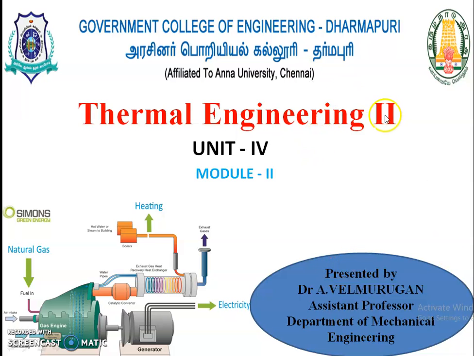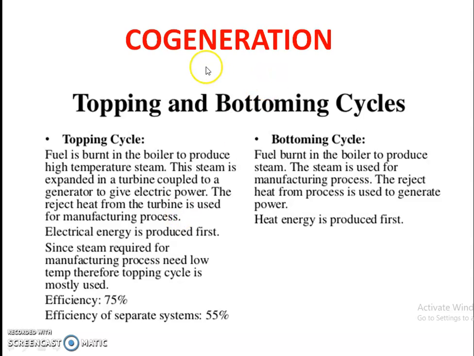In this video lecture from the upcoming semester, Thermal Engineering 2, Unit 4: Cogeneration and Waste Heat Recovery System. As we discussed in the previous module 1, the introduction to the cogeneration unit, from module 2 we have discussed the different types of cycles used for the cogeneration plant, the bottoming cycle and the topping cycle. In a cogeneration unit, there are two types of cycles: one is a topping cycle and the other is a bottoming cycle.